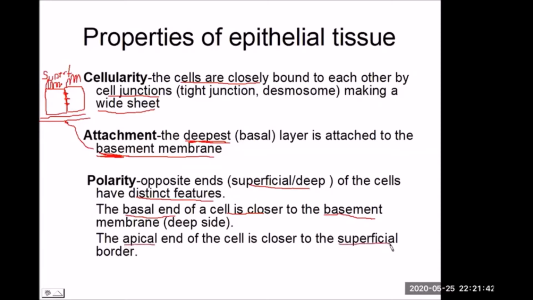The apical end or the superficial end, closer to the surface, again, there's various features that are only ever found towards that side of the cell. So with one cell that has these two very distinct ends to it, the basal side with its features, the apical end with its features, that's the description of polarity. The two ends have their unique structures.